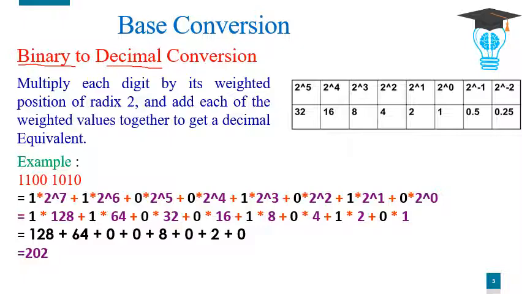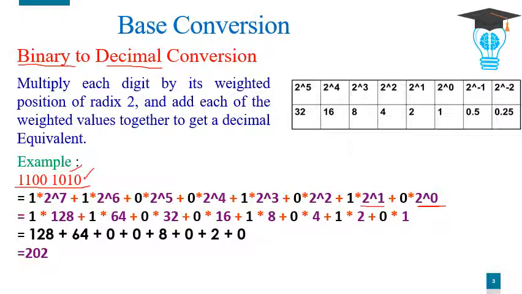For binary to decimal conversion, we multiply each digit of the given number by its weighted position of base 2 and add them together to get the decimal equivalent. For example, we have taken the number 11001010. The first digit, that is the LSB, is 0, which is multiplied with 2 to the power 0. The next digit is 1, which is multiplied with 2 to the power 1.